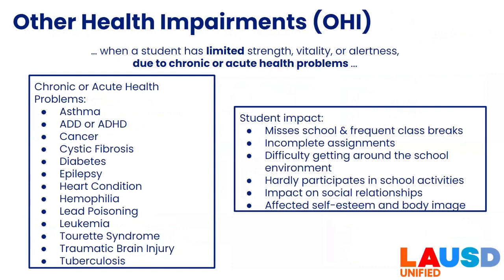The third eligibility we want to discuss is other health impairment, or OHI. It is defined by California Code of Regulations as having limited strength, vitality, or alertness due to chronic or acute health problems. Some examples of these health problems may include, but are not limited to, a heart condition, asthma, sickle cell anemia, epilepsy, leukemia, or diabetes. OHI adversely affects a child's educational performance. So, what are some of the impacts of this eligibility? It can range from students missing school and requiring frequent breaks to affecting self-esteem and body image.